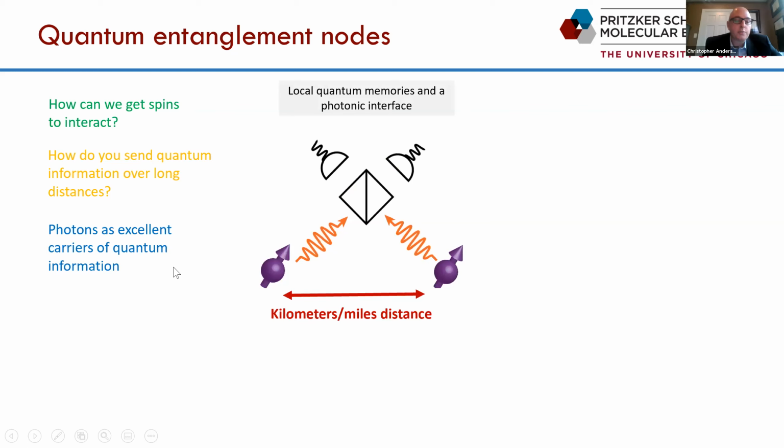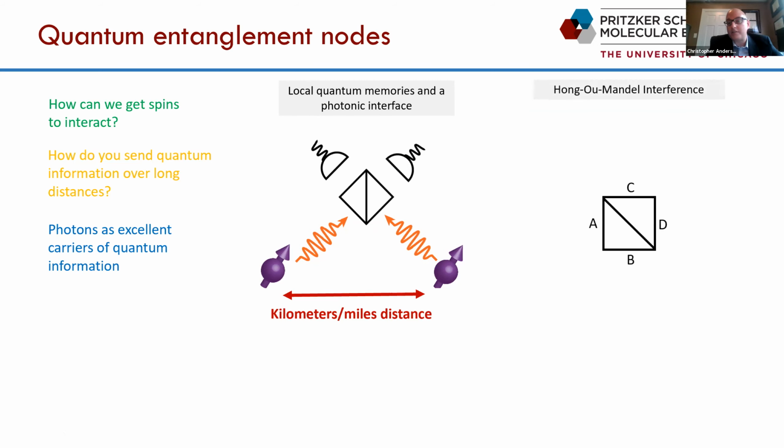Photons are really excellent carriers of quantum information, as many of you may know. They literally travel at the speed of light. You can confine them into optical fibers. And there's no thermal occupation for optical photons at room temperature, so they're room temperature as well. So we can have these stationary spin qubits, have them interface to single photons, and mediate the interactions through a beam splitter and some detectors.